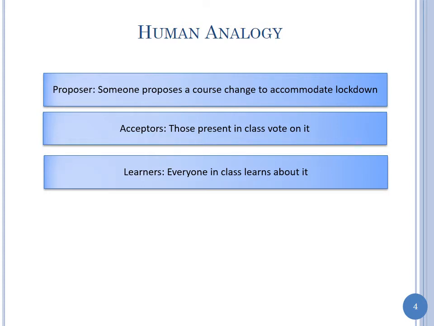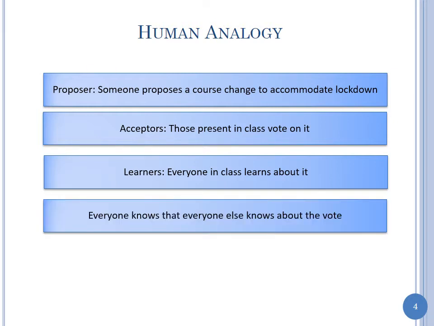Okay, so the next stage is learners. Everybody in class must learn about it. We have to make sure that everybody's on the same page, and everyone should know that everyone else knows about the vote. Until we know this, we don't want to take any action based on this course change.